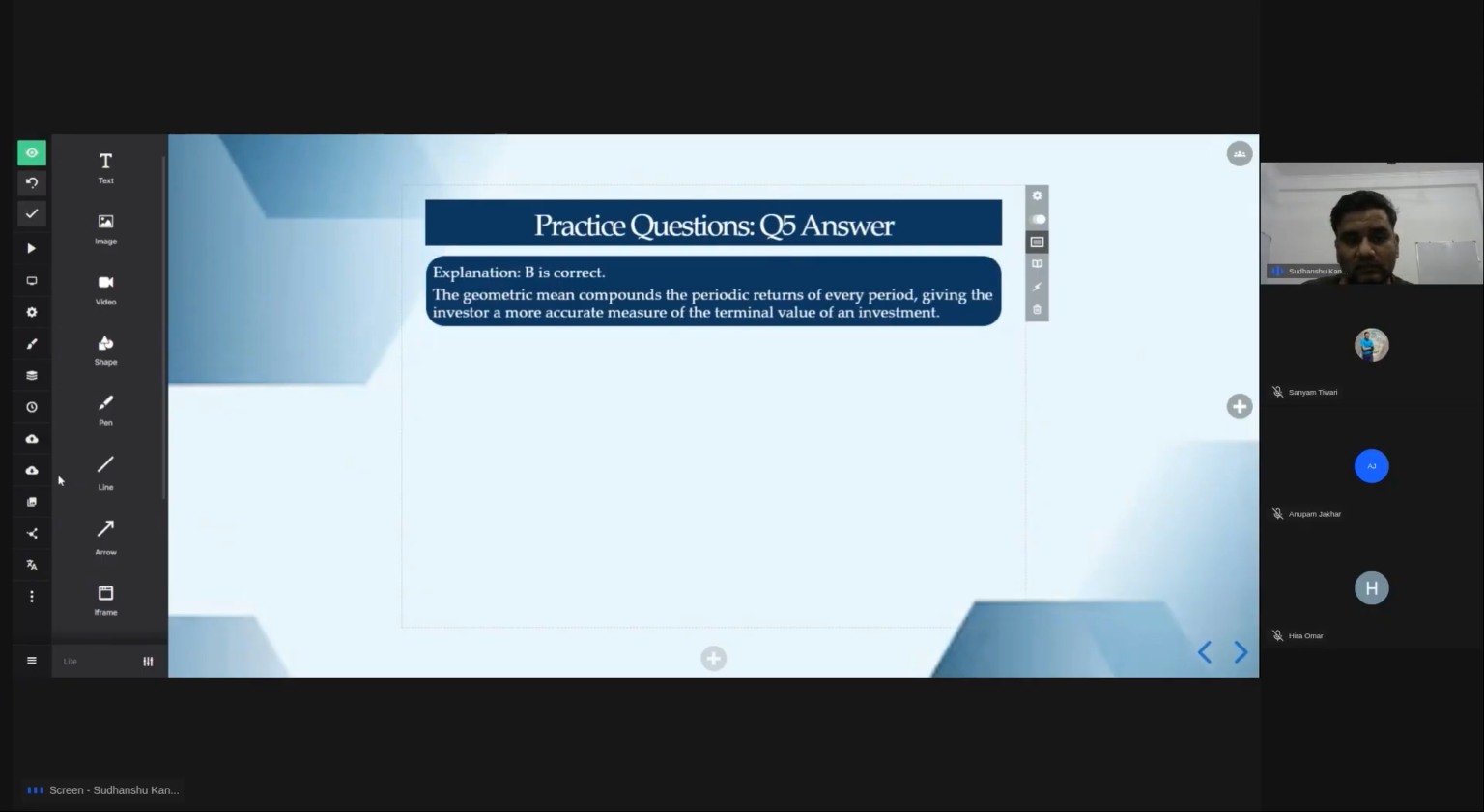Just read the answer. Geometric mean compounds the periodic return average return, giving the investor a more accurate measure of the terminal value of investment.